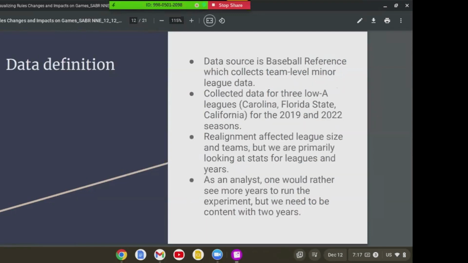for the 2023 season. The data source here is Baseball Reference, which collects team-level minor league data. And I looked at 3 low-A leagues, the Carolina, the Florida State, and the California, and I compared statistics for the 2019 season and the 2022 seasons.